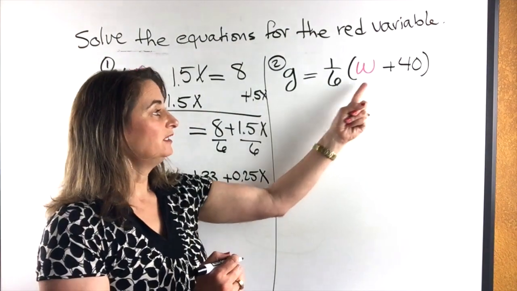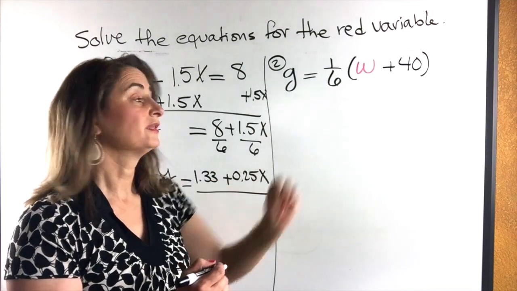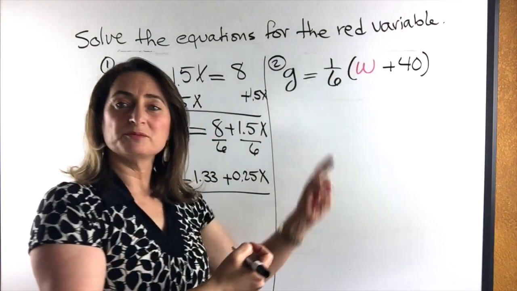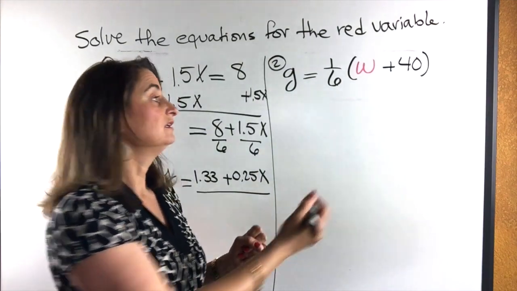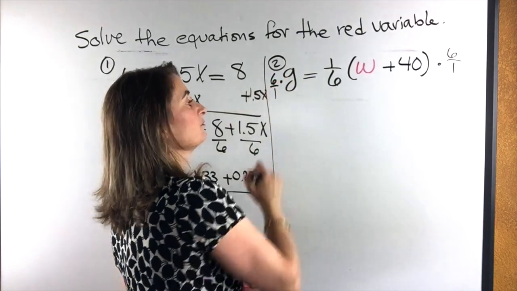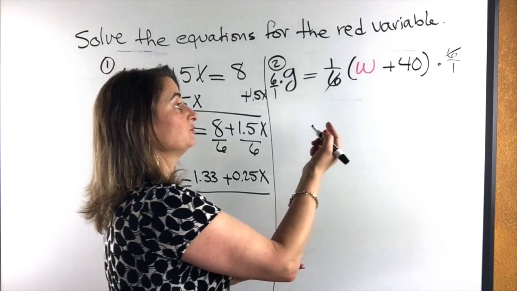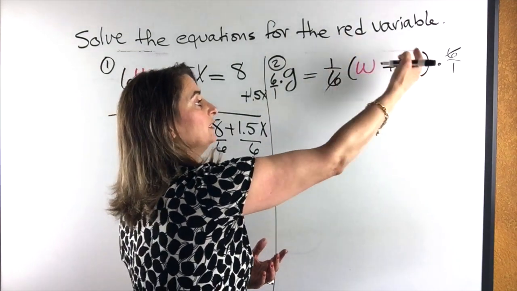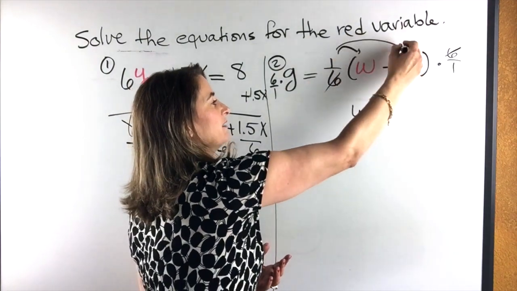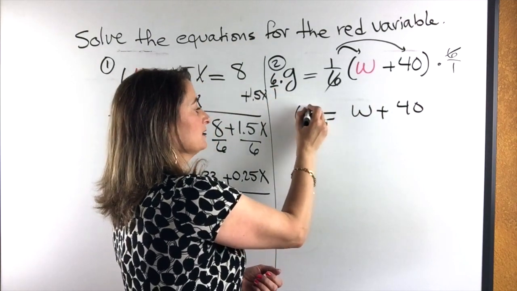Now the second one, I need to isolate w. This is the letter or the variable that's in red. Since there's a fraction, I would multiply by the reciprocal to get rid of that 1 over 6. So multiply by 6 over 1 and multiply by 6 over 1 on both sides. Cross divide, 6 divided by 6 is 1. So what you're left with, 1 times w and 1 times 40. So 1 times w is w plus 1 times 40 is 40 equals 6 times g is 6g.